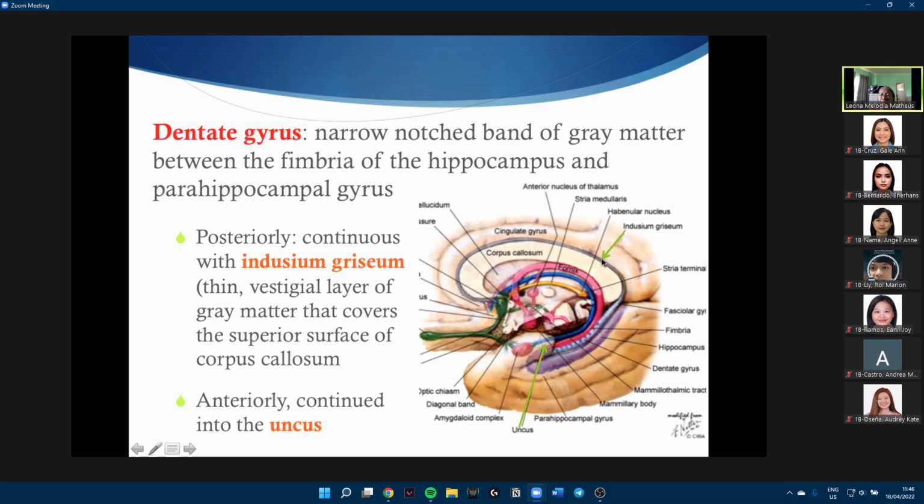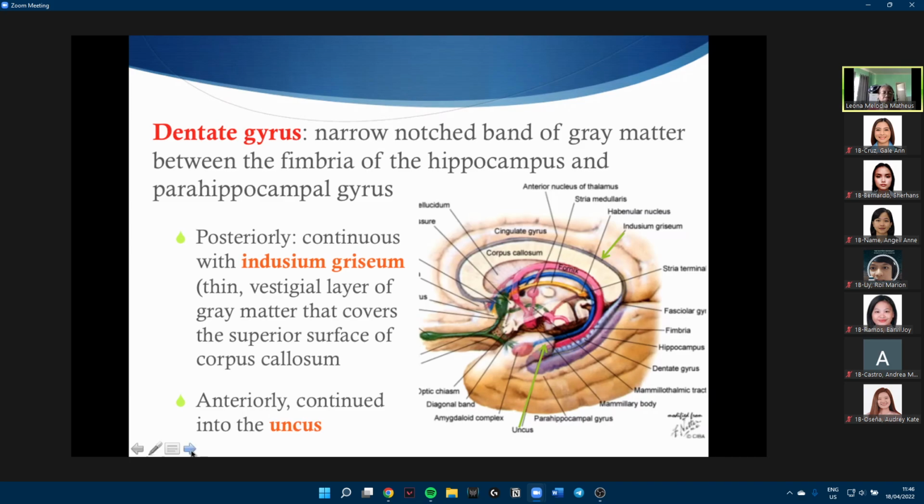As you can see, it's gray matter. It's a thin vestigial layer of gray matter over the corpus callosum. We call it indusium griseum. Okay? Then also, if you follow the dentate anteriorly, it will actually continue with the uncus over here. So these are the continuations of the dentate gyrus.